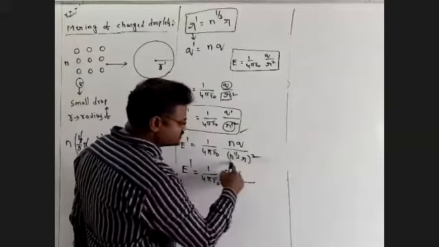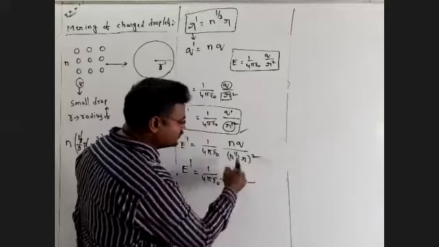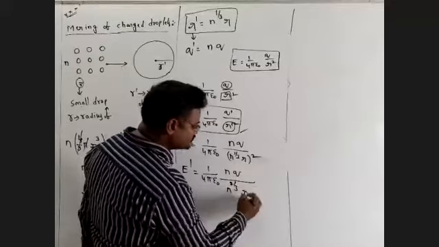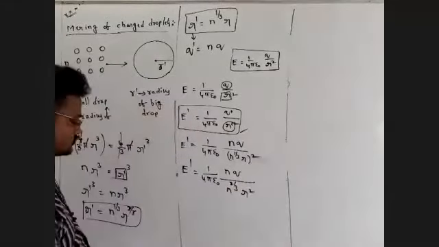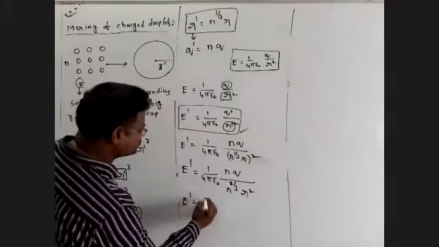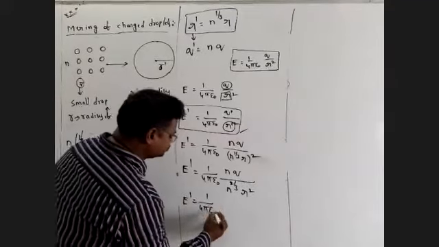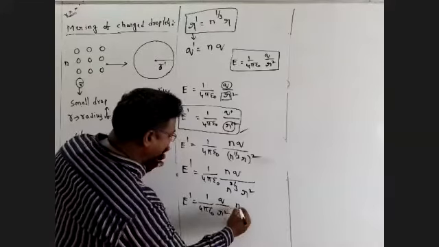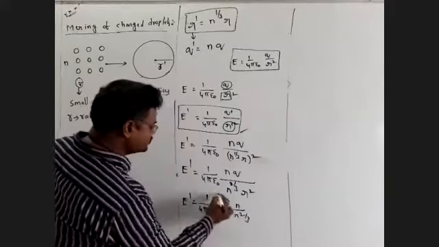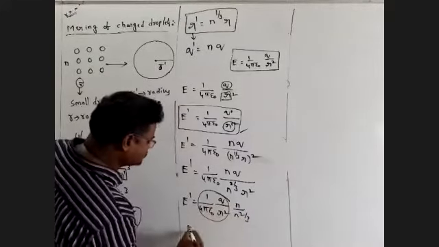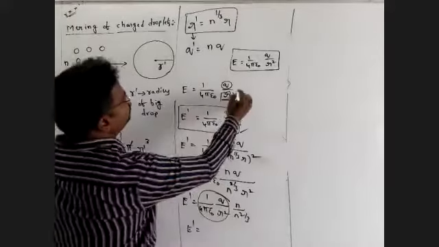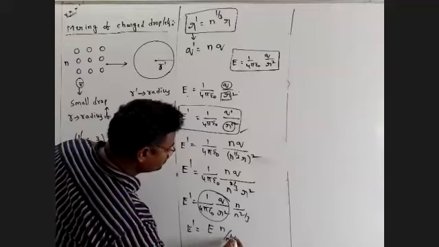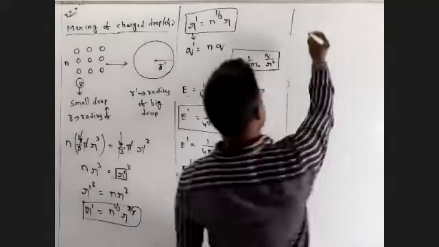This equation I'm going to expand: N power of 1 by 3rd into 2 by 3rd is R square. So E dash is equal to 1 by 4 pi epsilon naught, Q by R square, N by N power of 2 by 3rd. This is the equation I'm going to write: E dash is equal to E, N by N power of 2 by 3rd.